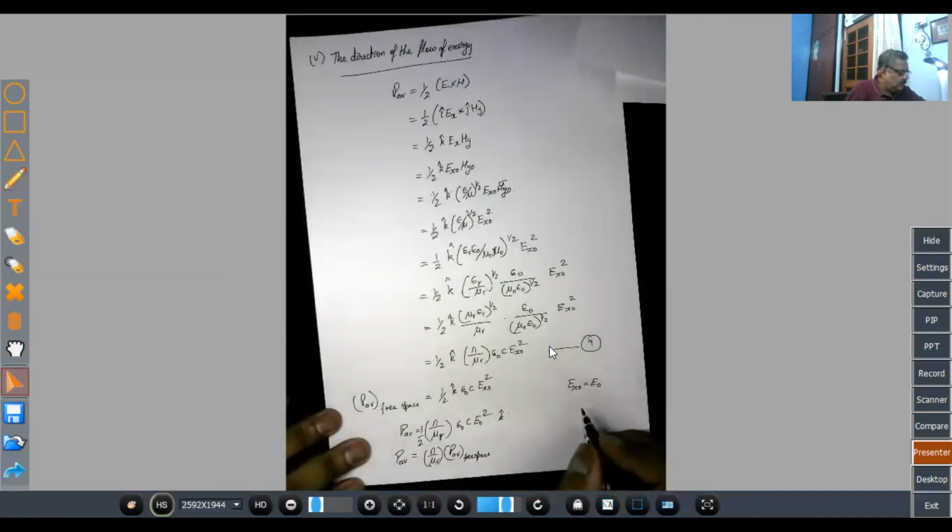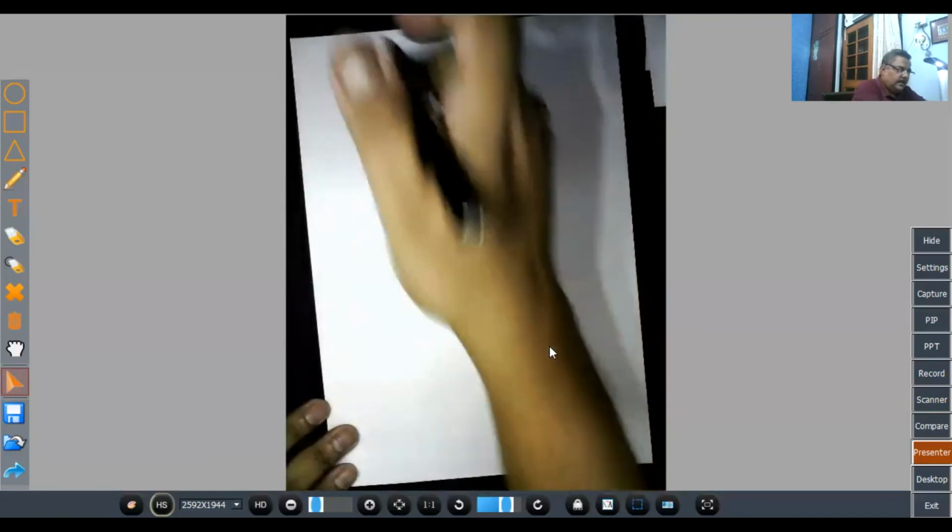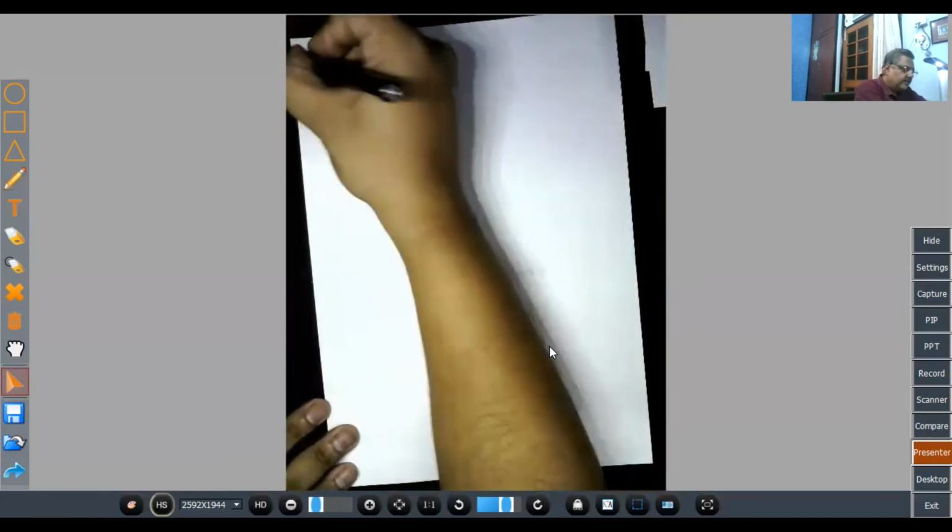So from this, we say that the direction of energy flow is along the z-axis, and this is also the axis of propagation as we have taken. So the energy flows in the direction of propagation. We conclude from this that the energy flows in the direction of propagation. That was section 4.